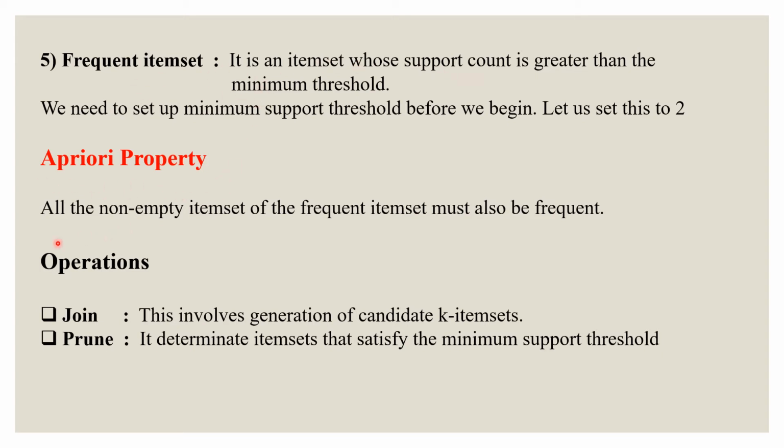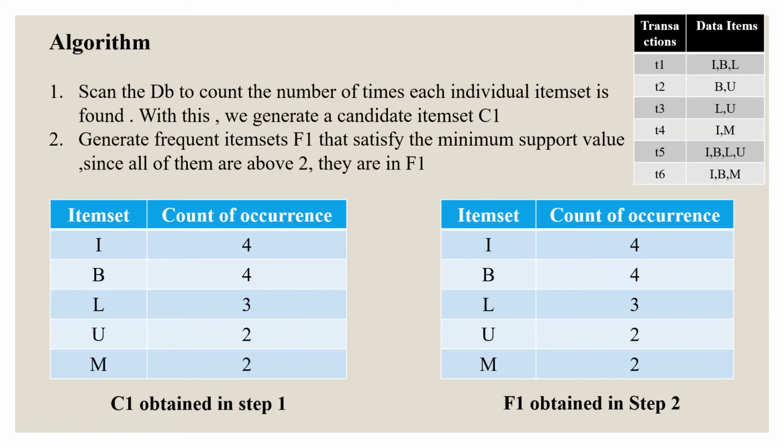Apriori property: all the non-empty subsets of a frequent item set must also be frequent. Non-empty means it should have some items. What are the operations? There are 2 operations, join and prune. Join means we are going to join more than 2 items. Prune means we remove the items whose support count should be greater than or equal to the threshold. If the support count is less than the minimum threshold value, then we prune the item set. This is an example.